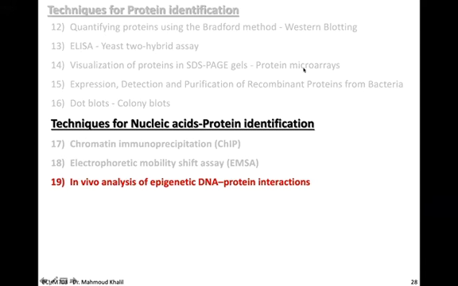Hello. We'll talk today about a technique for nucleic acid protein identification, which will show how to show the in vivo analysis of any interaction between a DNA and the protein, and especially with an epigenetic modified protein.